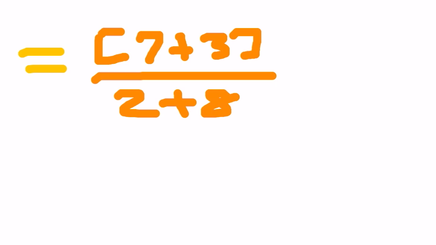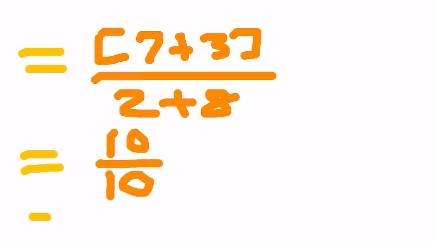Okay, I've rewritten the expression, and now all we have to do is add. 7 plus 3 is 10, divided by 2 plus 8, which is also 10, and when we finally divide those, we get 1, which is the answer. I know, all that for 1.